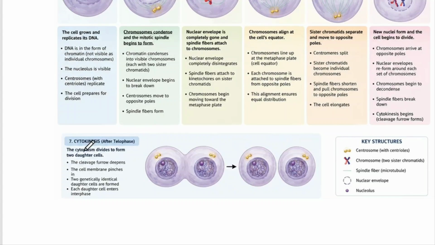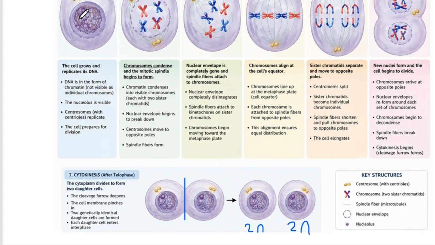Finally, in cytokinesis, the cytoplasm divides, producing two identical cells. Each daughter cell contains 46 chromosomes, which means 2n, here 2n and here 2n, and is genetically identical to the original parent cell.